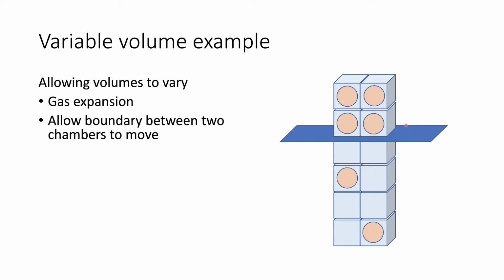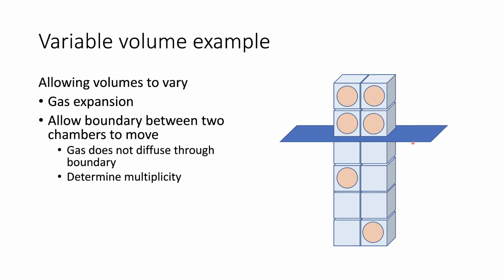So the rules we're going to set here is that the gas can't diffuse through the boundary, and all we're going to do is allow the boundary to move itself. And at each time, we're going to determine the multiplicity. So in this setting, let's calculate the multiplicity of the top chamber. So we have 4 gas molecules in 4 lattice sites. So there's only one way of arranging this. There are no spaces possible. So our multiplicity is 1. When we look at the bottom, we have 2 gas molecules, but 6 other spaces as well for a total of 8, which gives us 28 different ways of arranging this system.